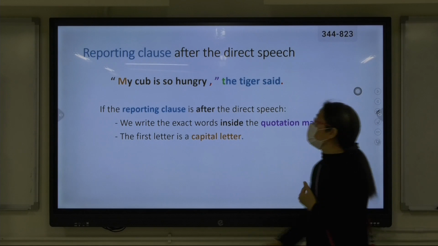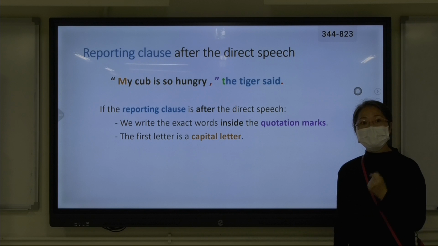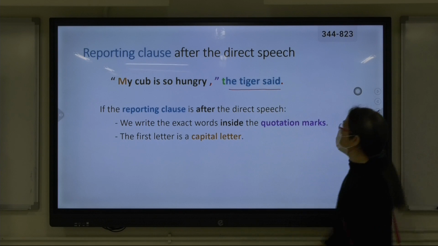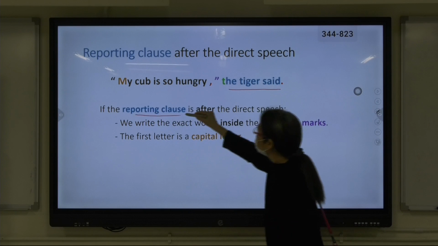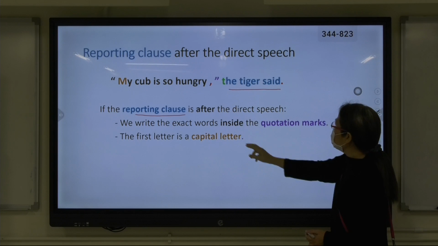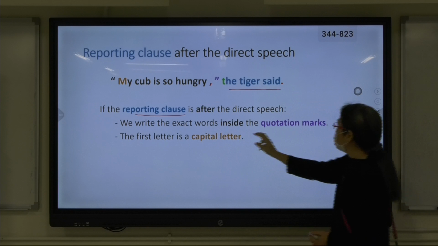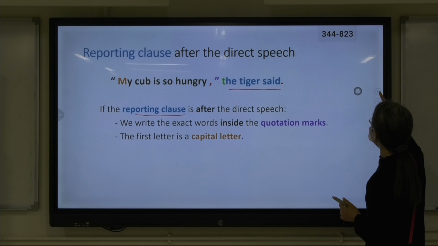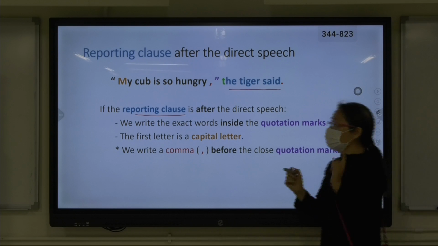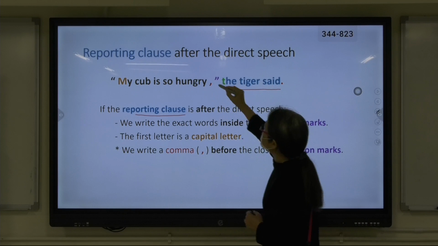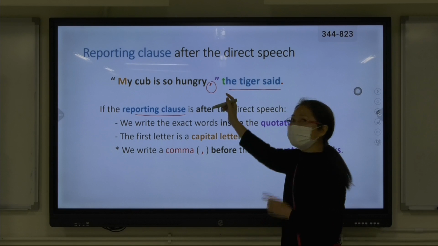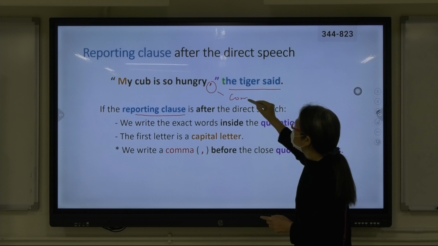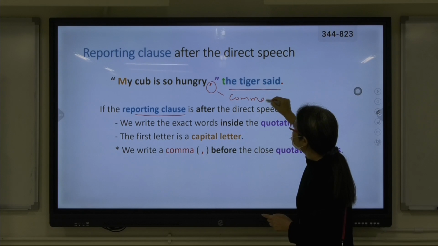The reporting clause can be put after the direct speech. They mean the same. If it is after the direct speech, here is the reporting clause. We write the dialogue inside the quotation marks. The first letter is a capital letter, the same. But pay attention to this one. What is the difference here? We do not use a full stop. We use a comma at the end of the reported speech.